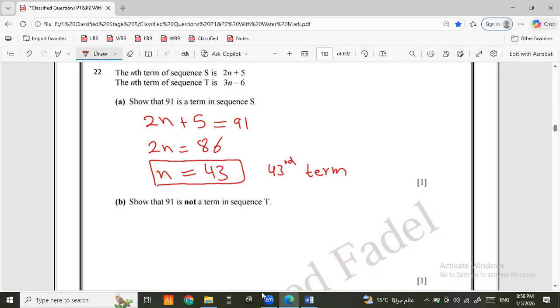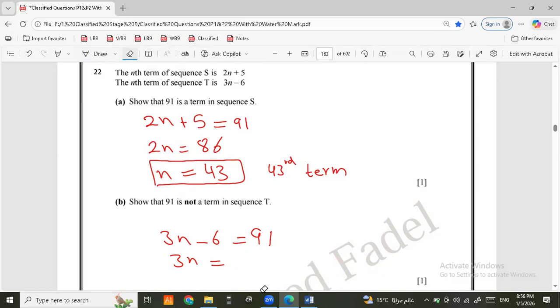They want you to show that 91 is not a term in sequence T. Sequence T is 3n minus 6 equals 91. So 3n equals 85. Sorry, send it over there plus 6, so 97. So you're going to find that if you do the division, this is not divisible by 3.